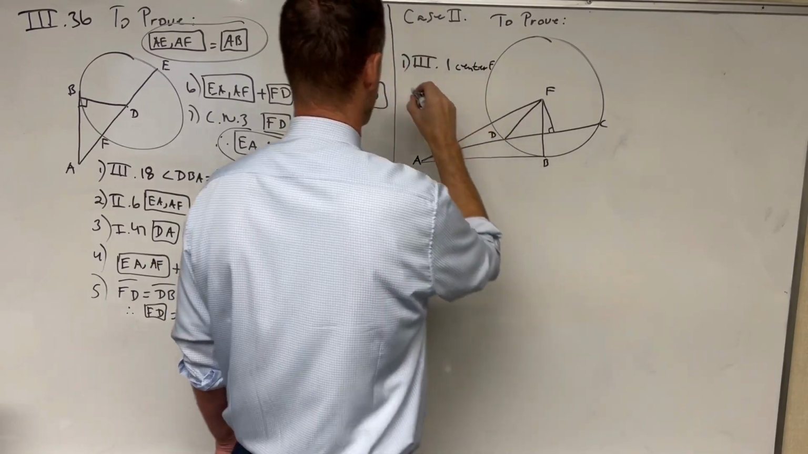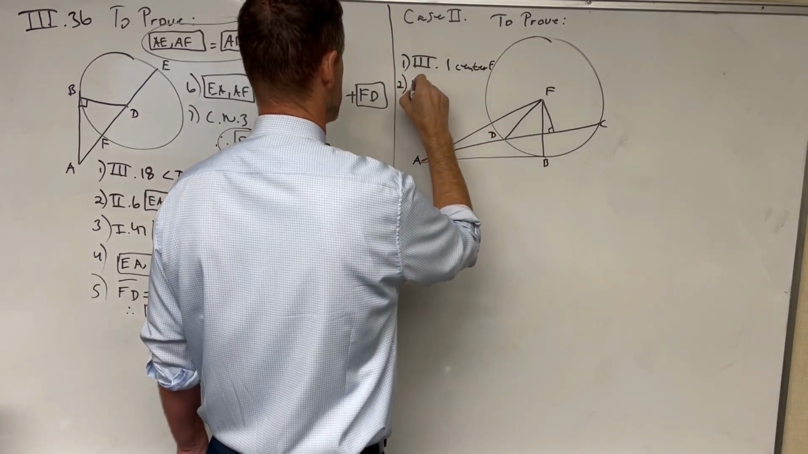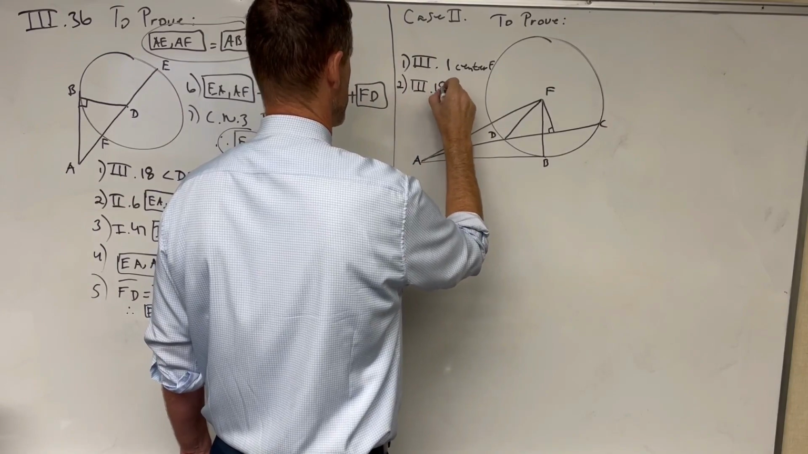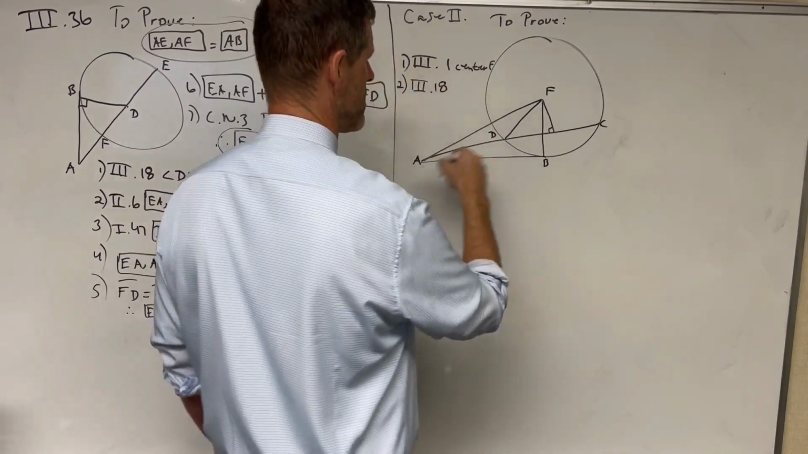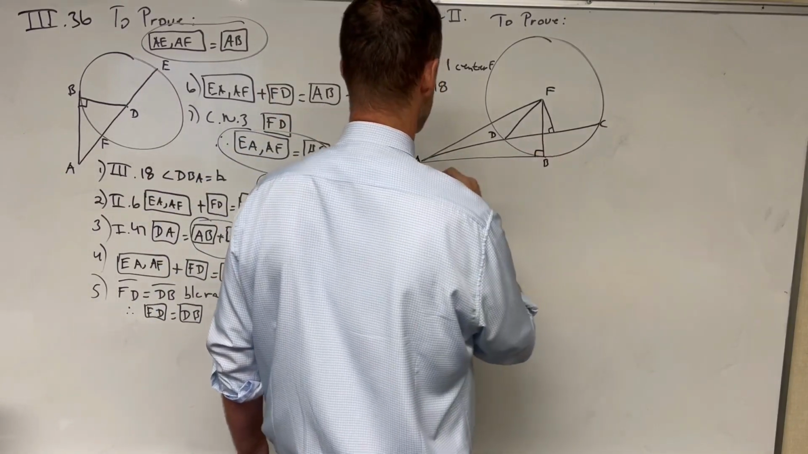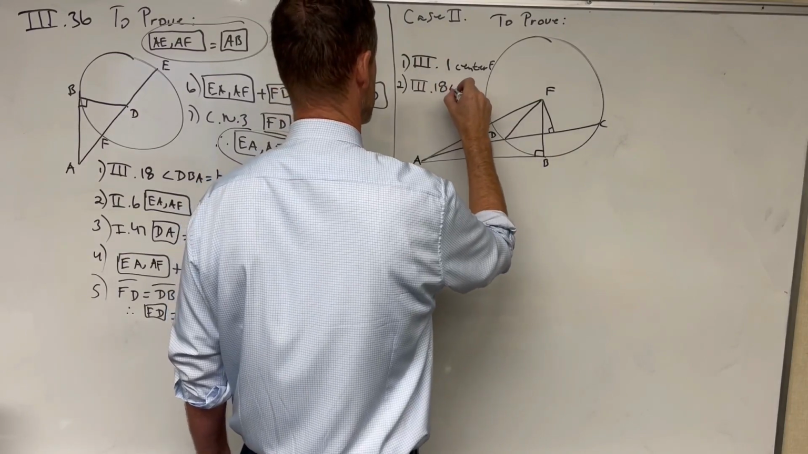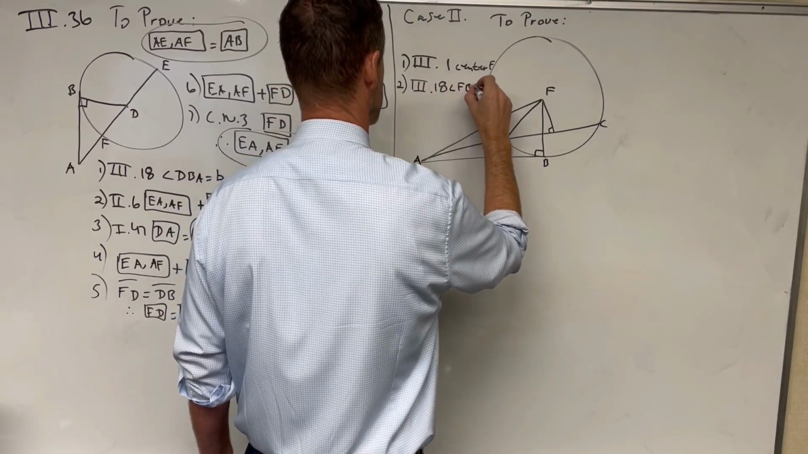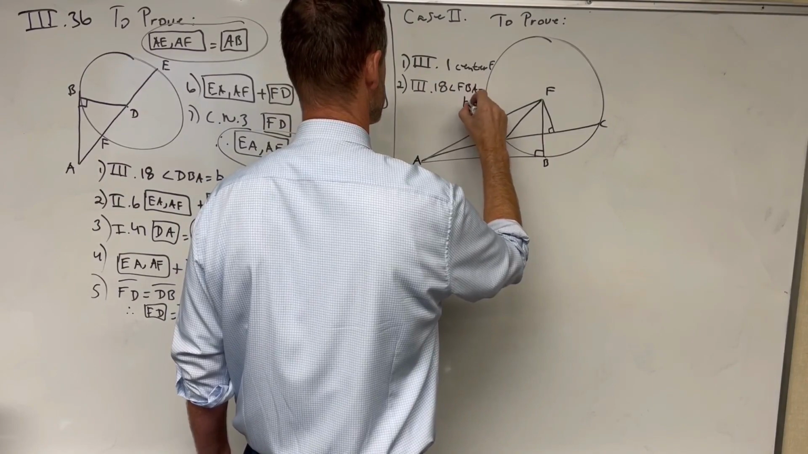So we've got center F from proposition 1. From proposition 18, just like in our case 1, we know that the angle FBA has to be right. Equals a right angle.